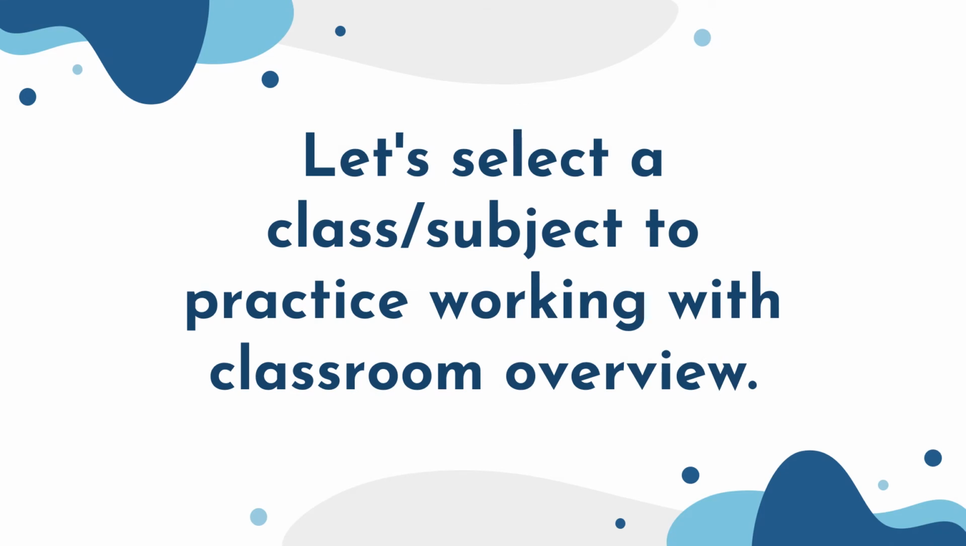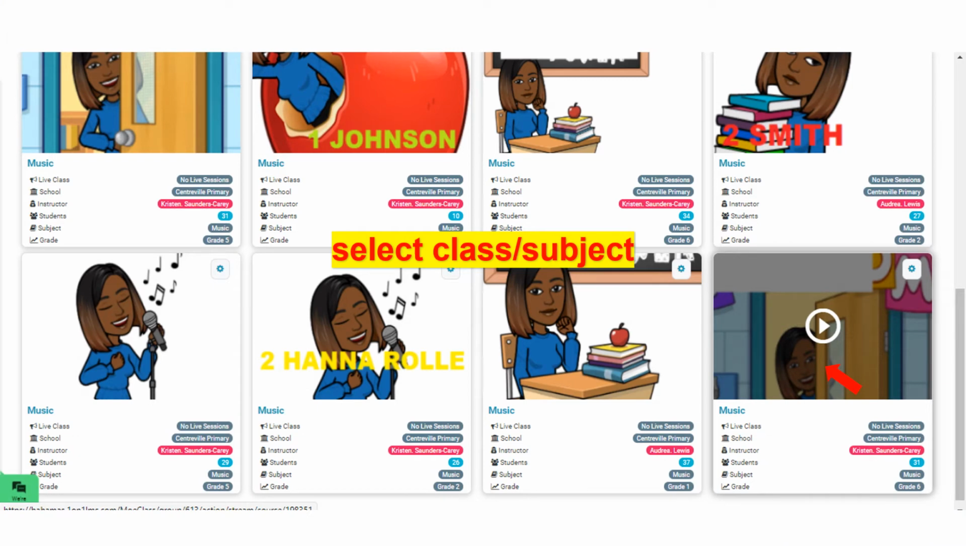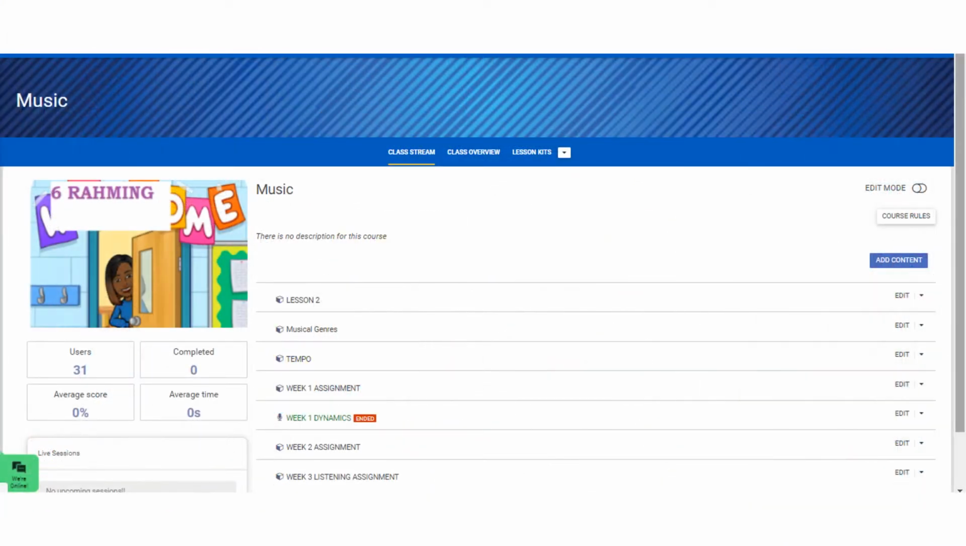So now we're going to select a class, or it would be a subject for you to practice working with the classroom overview. Okay, this is a bit of a new look, but this is how it looks when you click onto the subject or class. I selected 6 ramming. This is how it would look for me going into that class. If you selected math, this is how it would look. Or if you selected reading, this is how it would look, and whatever you had there before will be there.